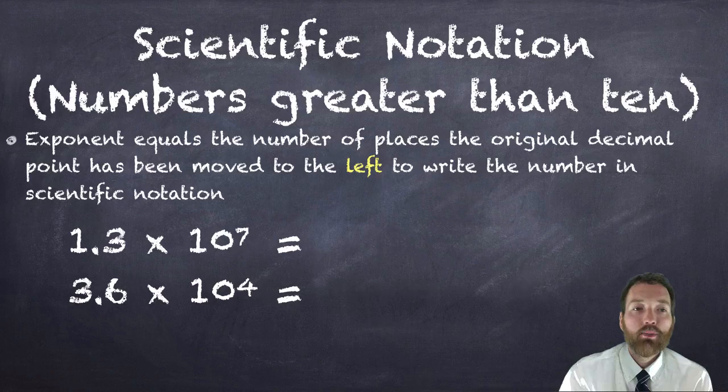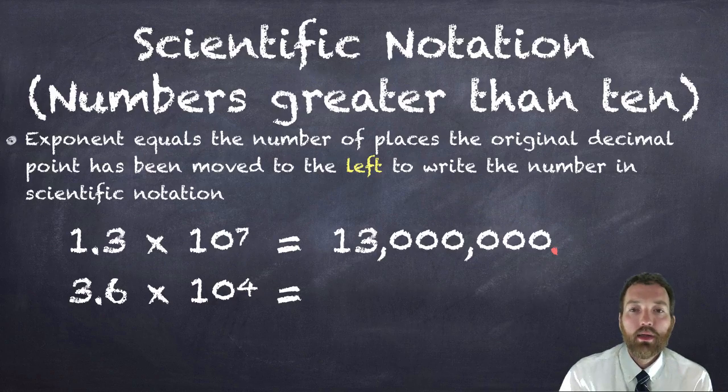So here's our example here. 1.3 times 10 to the 7 is 13 million, okay, with a decimal point at the end of that last zero. But if I move that decimal point 1, 2, 3, 4, 5, 6, 7 places to the left, I get that coefficient of 1.3 again. 1.3 times 10 to the 7. Those two numbers are the same.